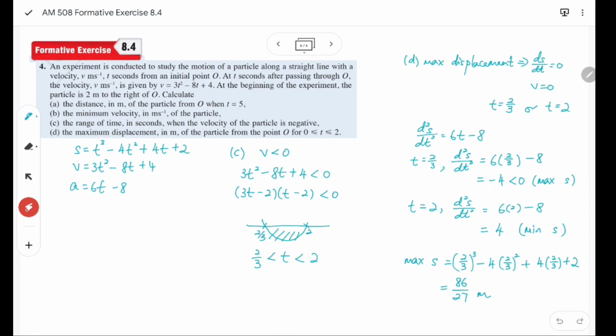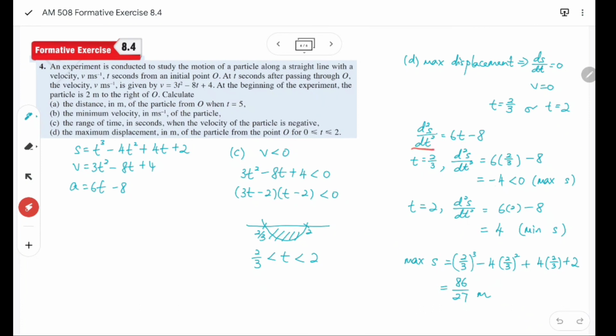D, the maximum displacement in meters of the particle from O for t from 0 to 2. So when we say maximum displacement, ds/dt will be equal to 0, which means the velocity equals 0. So we get velocity equals 0 when t equals 2 over 3 and t equals 2. So we have two values of t here. We need to find out which is maximum and which is minimum.